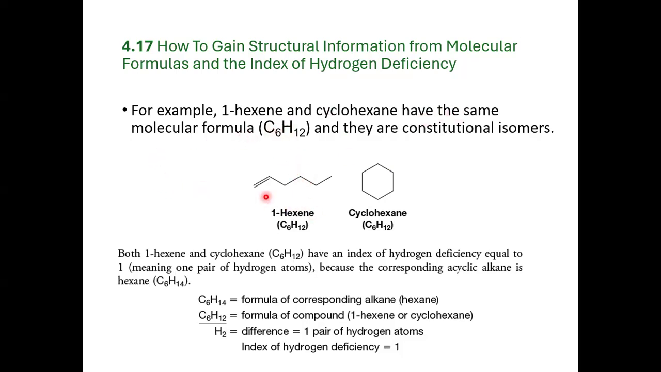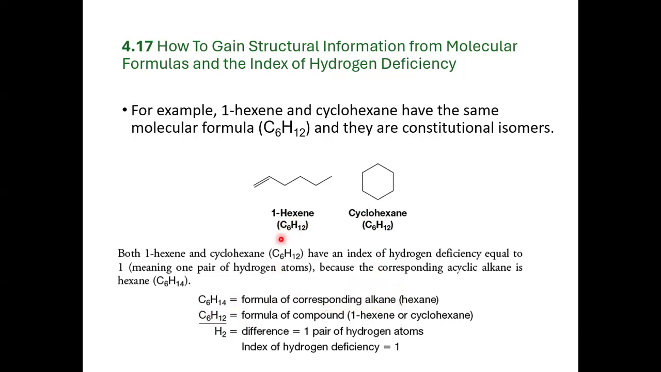You notice this is 1, 2, 3, 4, 5, 6 carbons, and the hydrogens are 1, 2, 3, 4, 5, 6, 7, 8, 9, 10, 11, 12. So there are 12 hydrogens here, and for cyclohexane the molecular formula is still C6H12. So if we are to calculate the index of hydrogen deficiency for 1-hexene and cyclohexane, you have to check the difference from the normal or corresponding alkane.